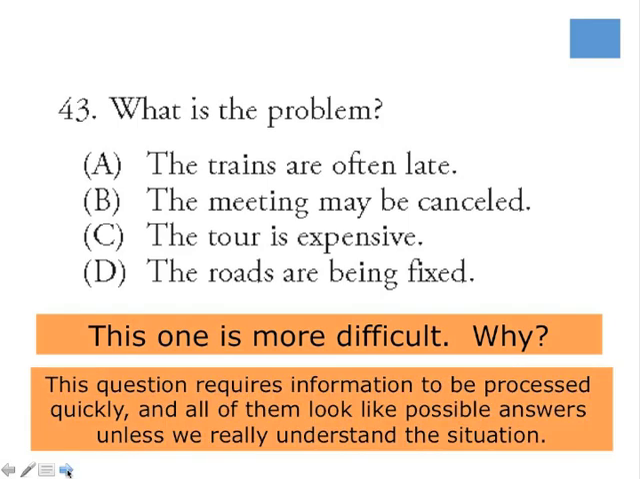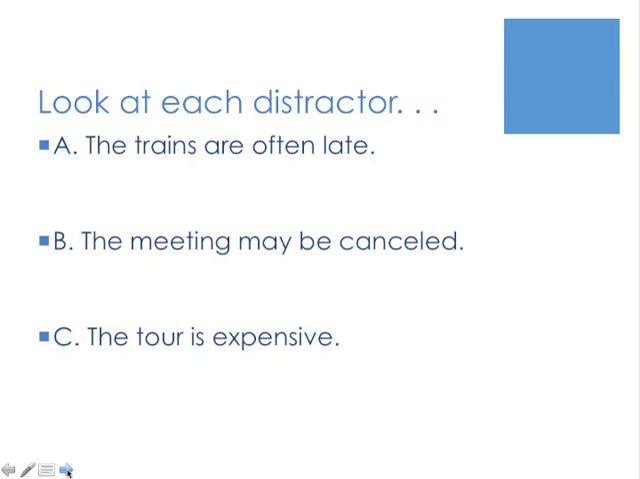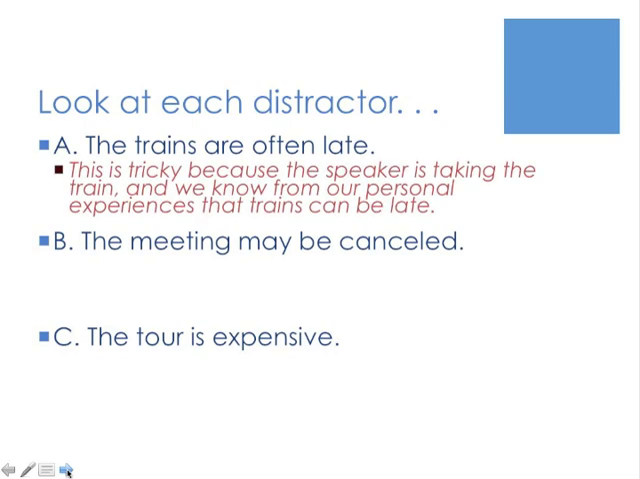Well, first off, we have to process a lot of information and do it quickly. And as we said before, there are a lot of the answer choices that have some similar or partially correct information. Now, let's break down the distractors and see where the tricks can be. For example, in A, the trains are often late. Well, again, this is tricky because the speaker is taking a train. And we know from our personal experience that sometimes trains can be late. Of course, that depends on the country you're coming from, but just in case, sometimes it might happen.